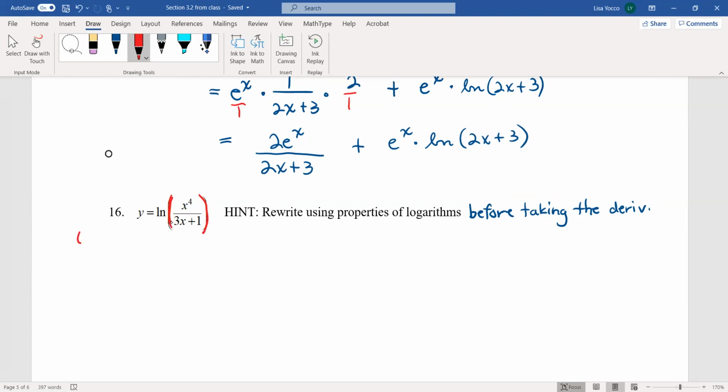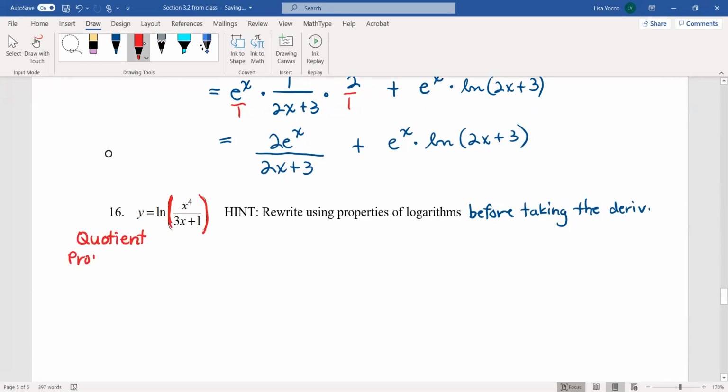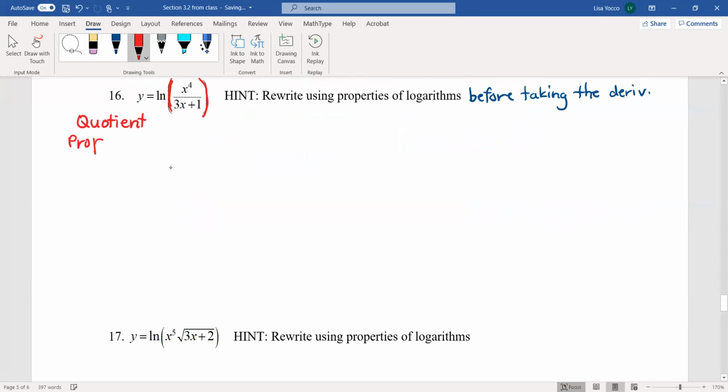All right. So first thing I'm going to use is the quotient property. I'll probably get a kick out of me getting so frustrated with this. I don't know. It's just, ugh, can't figure it out.